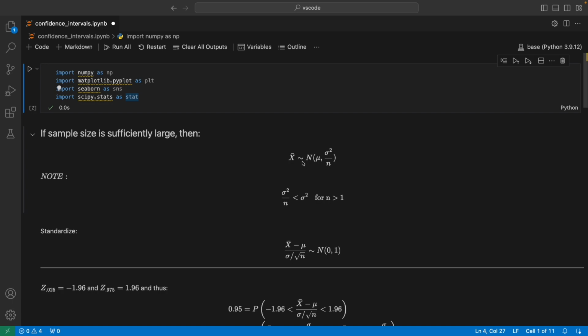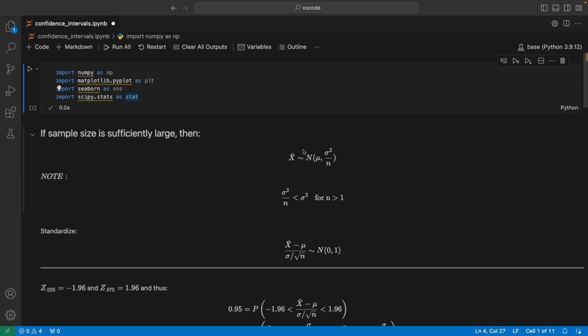So we know that our sample mean x bar should be close to the population mean mu. In fact, based on the central limit theorem, if the sample size is sufficiently large, then the sample mean will follow a normal distribution with mean equal to mu and variance equal to sigma squared divided by n, sigma squared being the variance of the underlying population from which you are sampling. And the variance of the sample mean is strictly less than the variance of the population for sample sizes greater than 1. That's because averaging reduces variance.